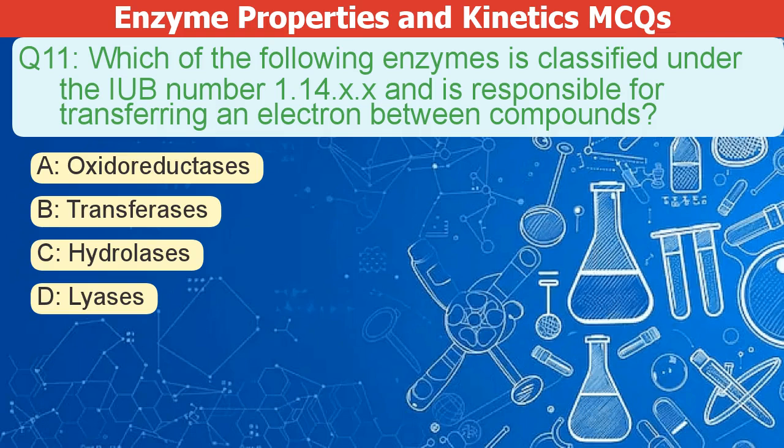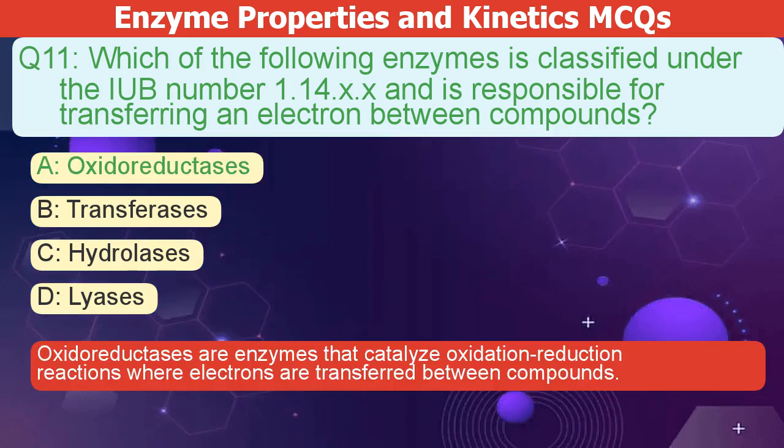Which of the following enzymes is classified under IUB number 1.14.x.x and is responsible for transferring an electron between compounds? A. Oxidoreductases. B. Transferases. C. Hydrolases. D. Lyases. The correct answer is A. Oxidoreductases are enzymes that catalyze oxidation-reduction reactions where electrons are transferred between compounds.